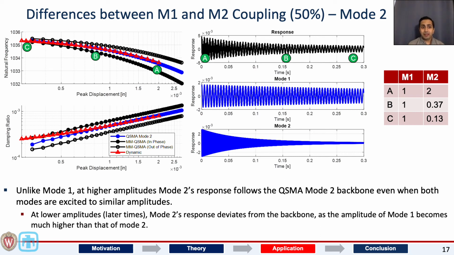Nonetheless, we still see that our multimode QSMA curves form this bounding box, although the dynamic analysis is at the cusp of the in-phase solution at lower displacements. This is primarily due to the fact that these in-phase and out-of-phase solutions are at a 2-to-1 ratio. However, at that point in the time history, the dynamic analysis is actually at a 0.13-to-1 ratio. It's a very different ratio than we initially prescribed.